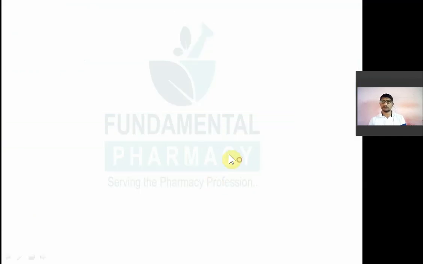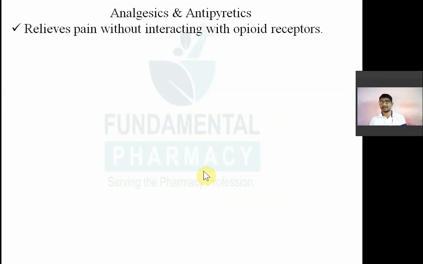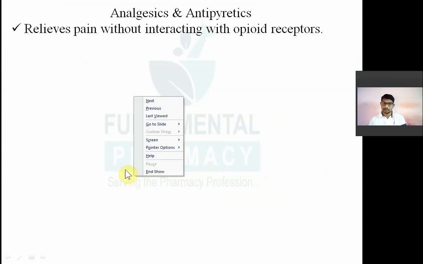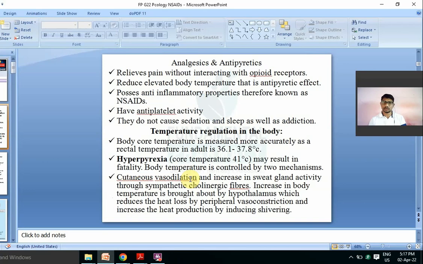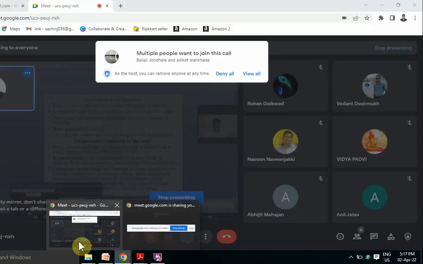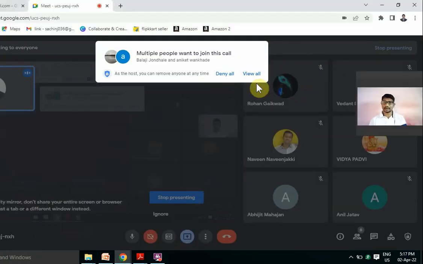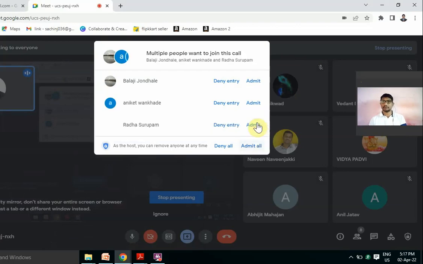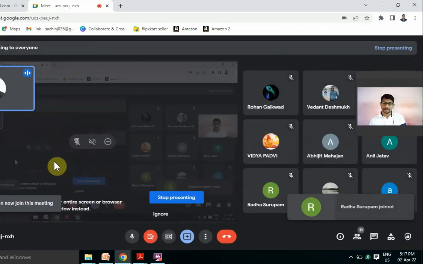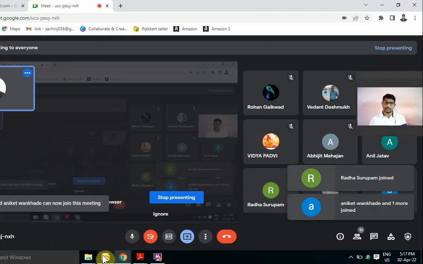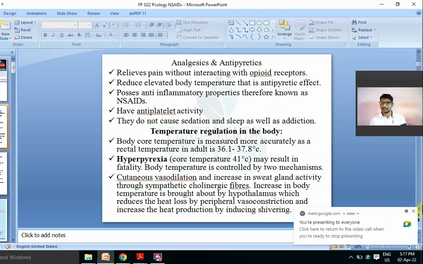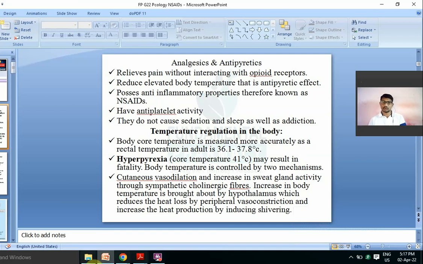First of all, you should know what we mean by analgesics and antipyretics. So what are analgesics? Analgesics are the drugs which will reduce your pain, which will decrease your pain. There are different ways to reduce pain. There are different targets that a drug can interact with to decrease your pain sensation. And what are those targets? The first target is your opioid receptors. Those drugs which interact with the opioid receptor and reduce your pain, causing drowsiness, are known as opioid analgesics.